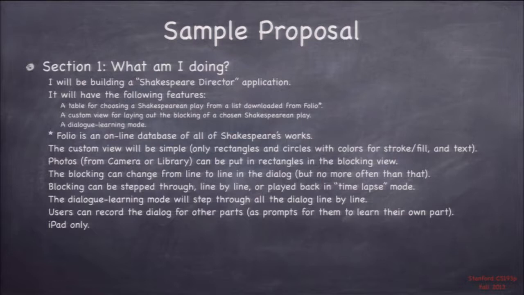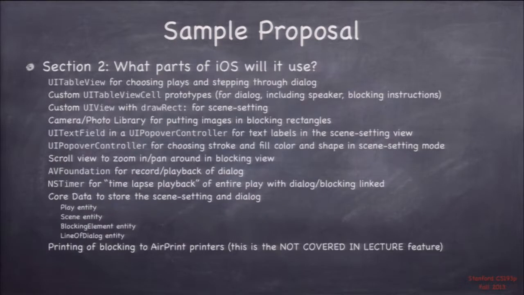So you can see that this is a description of what it does as opposed to how you're going to do it. Section 2 is what parts of iOS are you going to use to implement it? Okay, it's going to have table view with custom cells, it's going to use the camera, it's going to have text fields within popovers, it's going to use AV Foundation, it's going to have NSTimer, it's going to have Core Data, and here's what my entities are going to be. It's going to print out the blocking to a printer, which is something we don't cover in class.